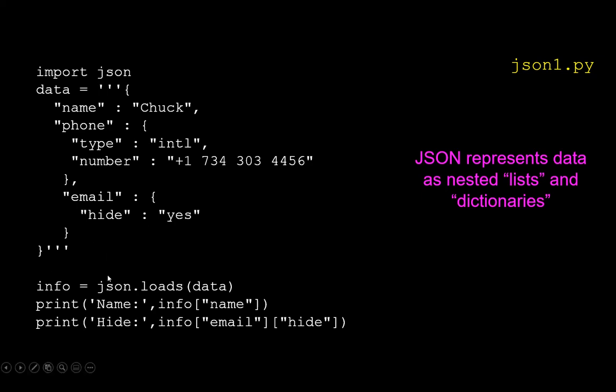So here, by importing JSON, we can put this data to it and it will load it to info. So when we print info name, we're going to get Chuck as a name, and when we go to the email, it's going to get us the attribute of hide, which in this case is yes. I'm sorry, hide is going to be yes in this case.